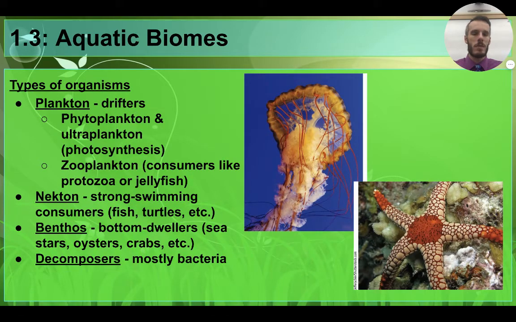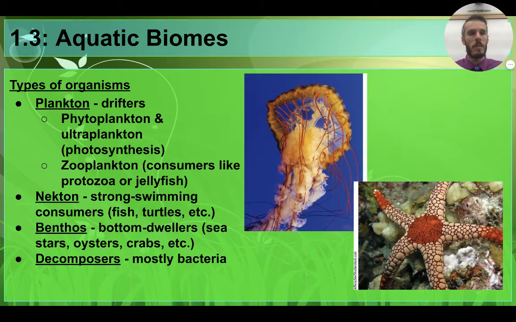So some of the organisms, just kind of classifications here. I'm sure you've heard plankton before, of course, if you've ever seen SpongeBob. But plankton, that is just a name for animals that drift, or even plants too. Okay, so phytoplankton, ultraplankton, those are 2 different types of plankton that perform photosynthesis. So those are our producers. But there are also zooplankton, which will be our consumers.